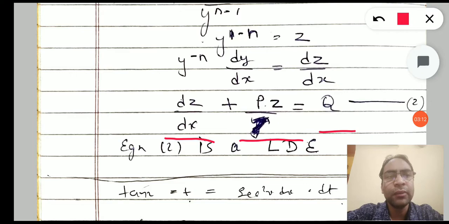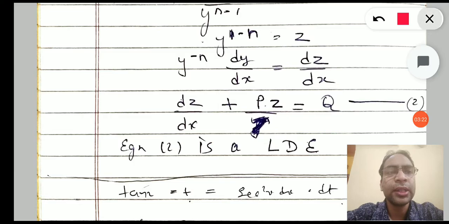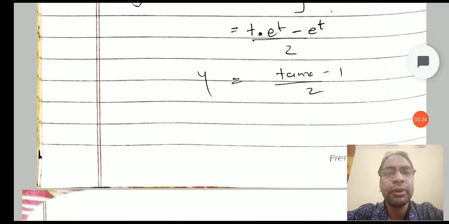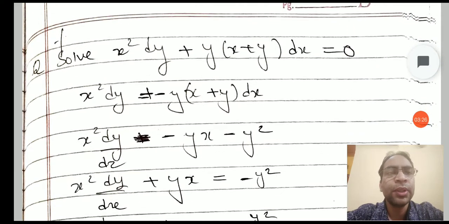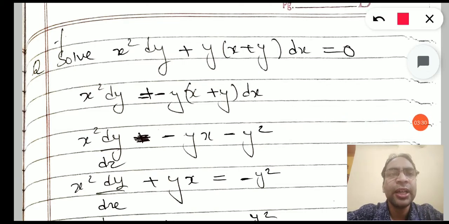And once we have converted the equation to the linear differential equation, we will solve this by the same method we used to do for the linear differential equation. So let's see one example based on this question. So this is a question: solve x square dy plus y x plus y dx is equal to 0.